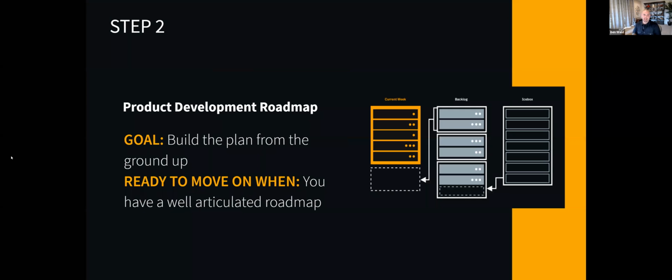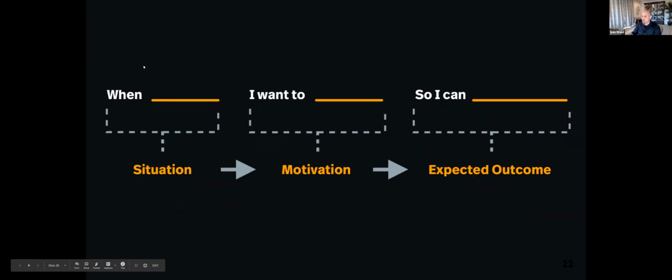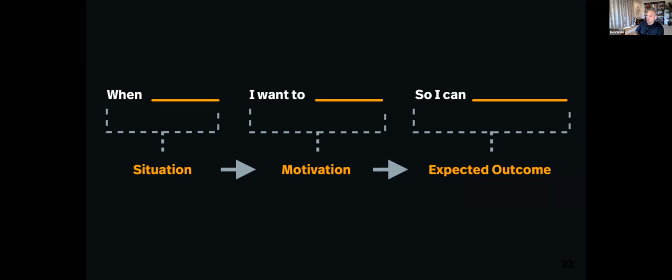Step number 2 is we want to build a product development roadmap. And we're going to build this from the ground up. You're ready to move on when you have a well-articulated product development roadmap, and I'm going to show some examples of what that looks like. So number 1 is we use a framework called job stories. When blank, which is the situation, I want to, motivation, so I can, expected outcome. When we are writing features and writing cards, we are starting with job stories.